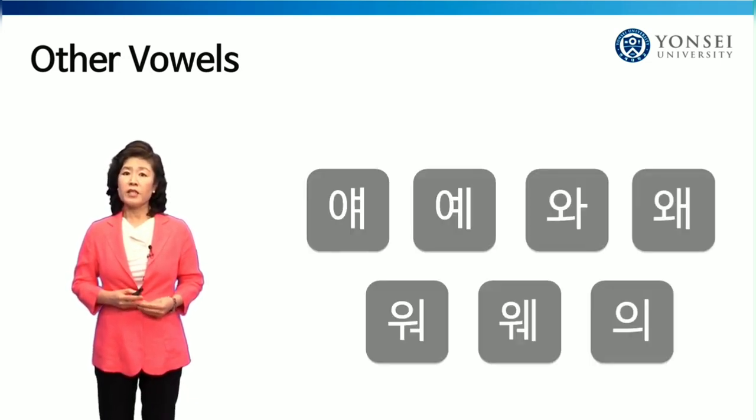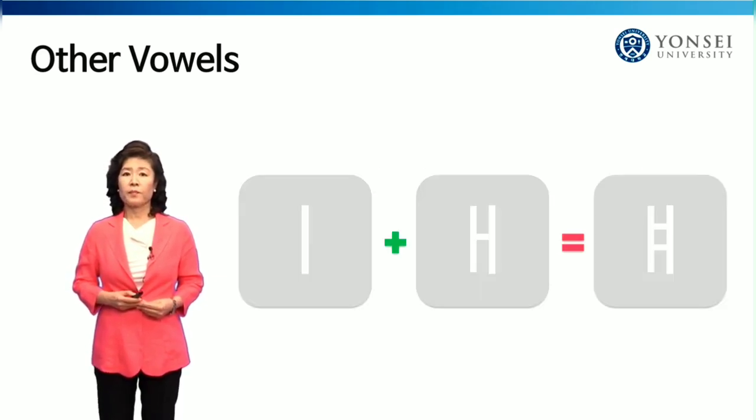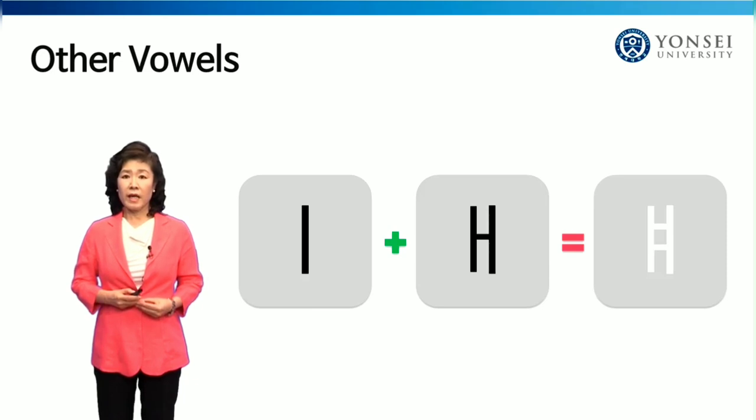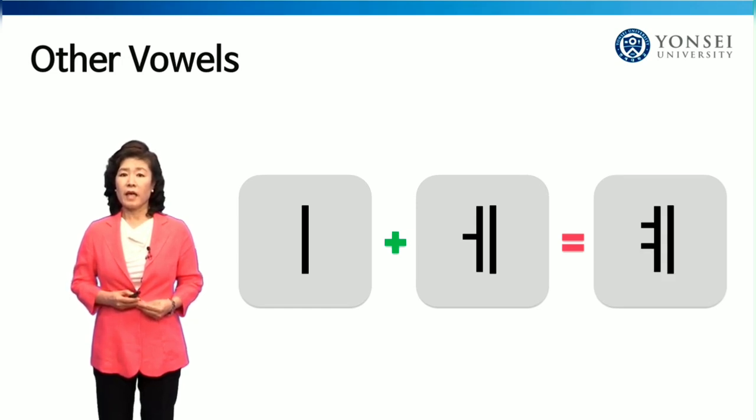Other pronunciations are combinations of these. We call them diphthongs. Ye is combination of E and E. E, E, ye.